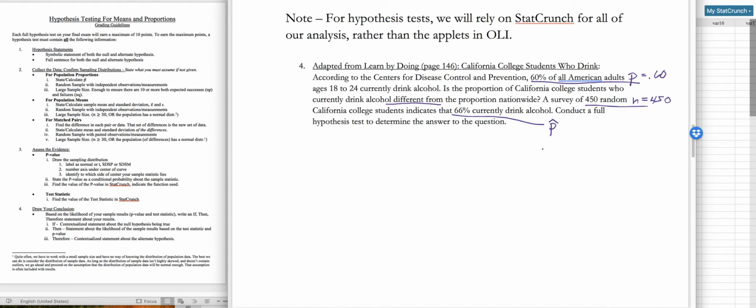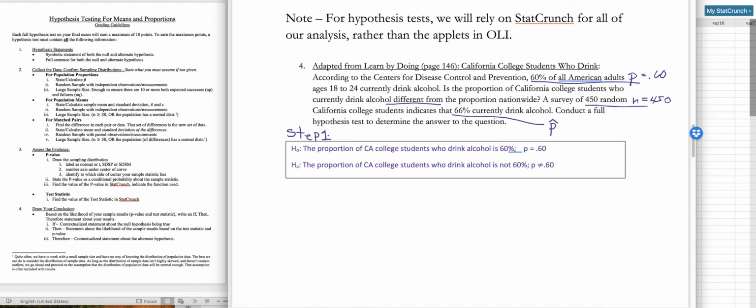That's something we've already gone over. Why don't you pause the video and see if you can write those statements yourself. All right, here is what I have come up with for step 1, writing my null and alternate hypotheses. For the null, the proportion of California college students who drink alcohol is 60%. So P equals 0.6 is our symbolic statement. And then for the alternate, the proportion of California college students who drink alcohol is not 60%. So P does not equal 0.6 for our symbolic statement.